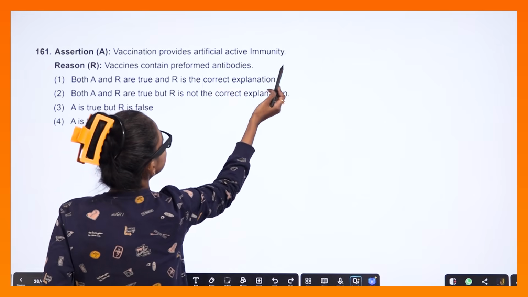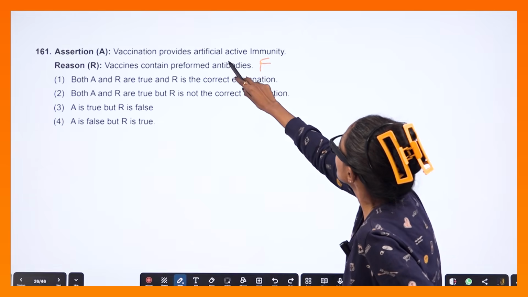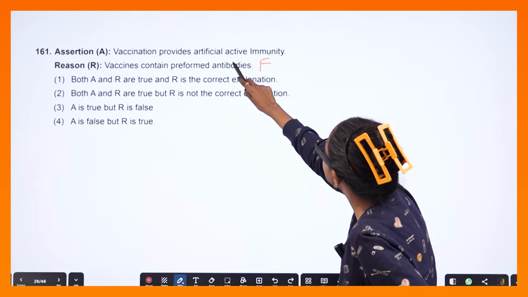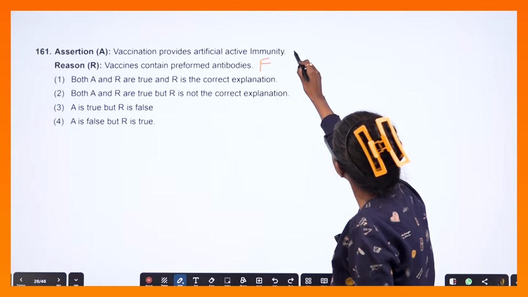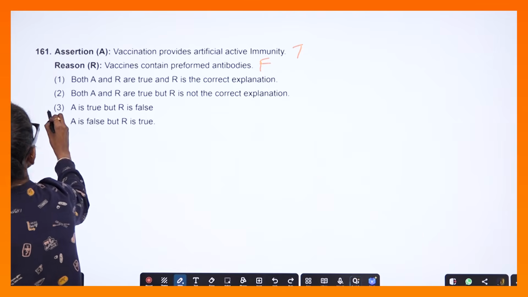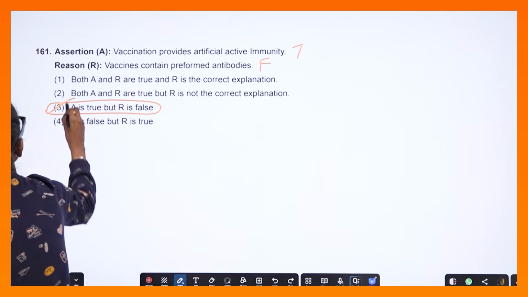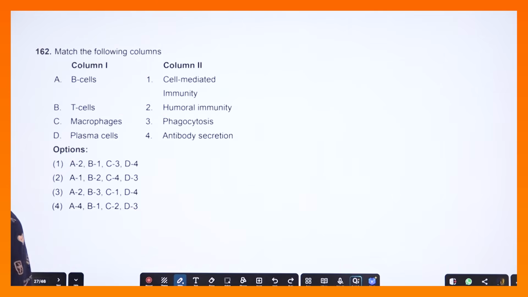Vaccines contain preformed antibodies. False. That's passive immunity. Vaccination provides artificial, because we have to take it from outside, active immunity. True. So this is true and that is false. Right? Option 3. Let's quickly wrap it up.